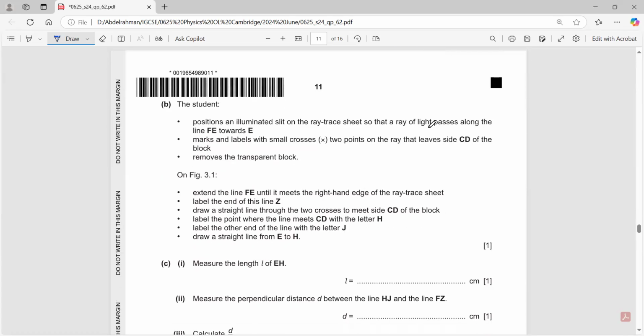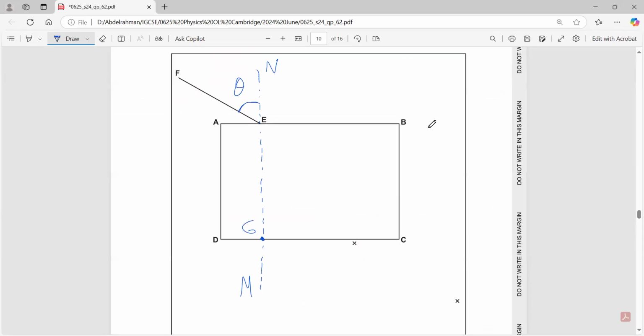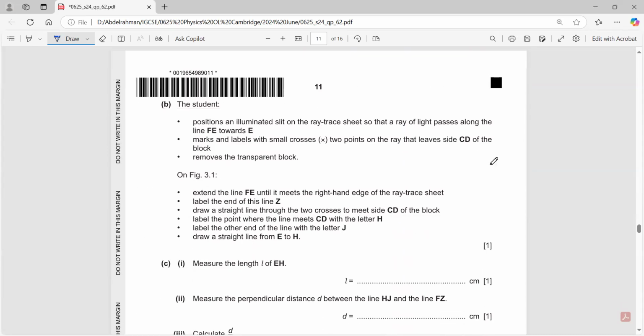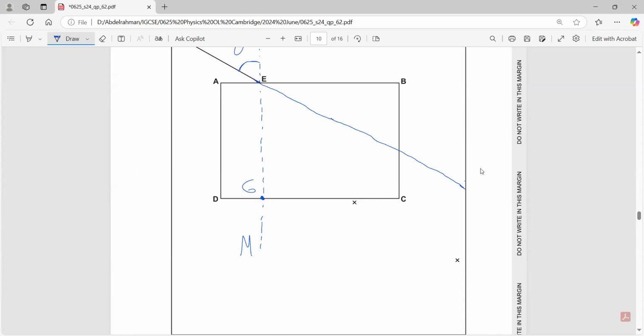On figure 3.1, extend line FE until it meets the right-hand edge of the ray trace sheet. This is line FE. Using a ruler, draw a straight line all the way until it meets this edge. That's all I need to do. Should I care why? No, just do as he says. And then label the end of this line Z. This is point Z.